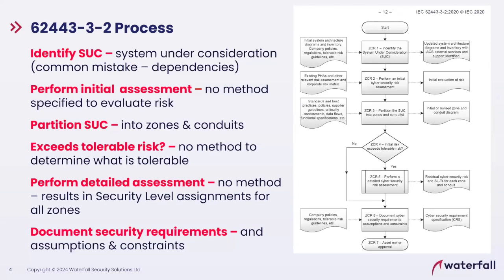3-2 defines a process. It says, first you identify the system under consideration, then you do an initial assessment, then you partition the system under consideration. You ask, is the residual risk greater than the tolerable risk? And if so, you have to provide a detailed risk assessment. The steps of the process are defined, but how you do them is not. How do you perform the initial risk assessment? How do you determine if risk is acceptable or not? That's not defined. This is by definition.